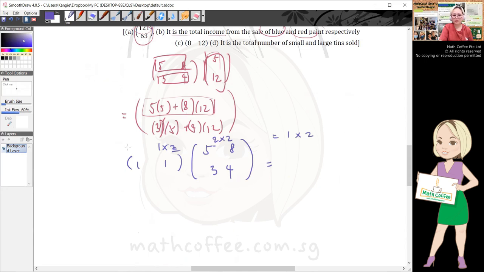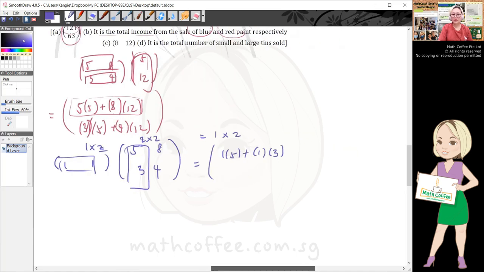So let's do it. First row, first column. So it will be 1 times 5 plus 1 times 3. Okay. And then after that, first row, second column. There will only be the first row. So that means you become 1 times 8 plus 1 times 4. So 5 and 3 will be 8. And then this one will be 12.